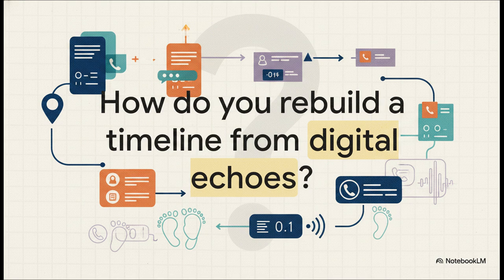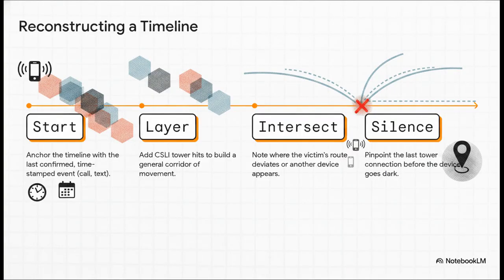to emerge. So, you always start with an anchor point, the last confirmed thing that happened with a definite timestamp, a text, a call, whatever. From there, you start laying down the CSLI tower hits, and that builds you a kind of corridor of movement. The magic happens when you look for the weird stuff, the anomalies. A point where the path suddenly changes, or where a tower dump shows a new phone suddenly appearing in the same area. And then you find it, the point of silence, that last tower connection before the phone just goes dark. And that location, that often becomes ground zero for the physical search.